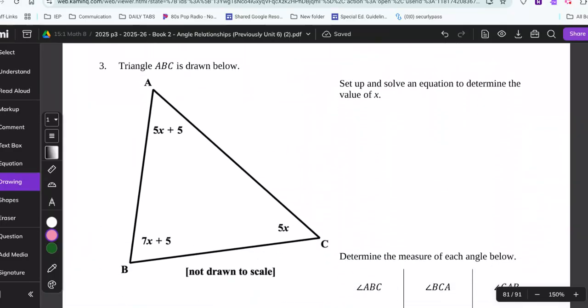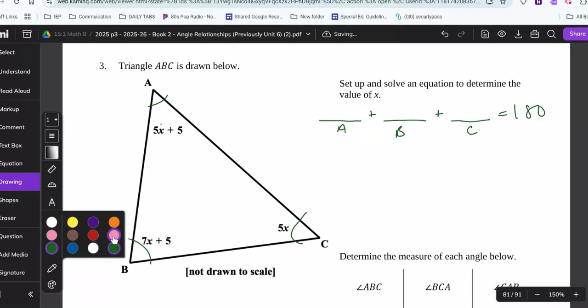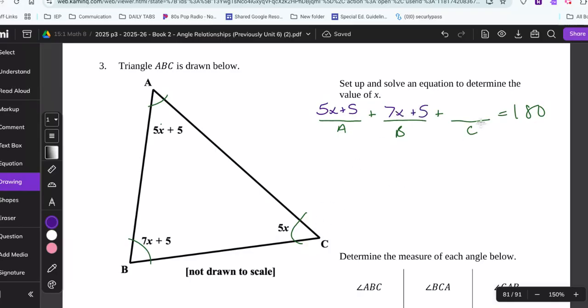For angle 3, we're stepping up and leveling up here, okay? Here it says, set up and solve an equation to determine the value of X. So we have a lot of X's here, but the one thing we know is that angle A plus angle B plus angle C equals 180. So when we plug in our angles, we should get angle A, which is 5x plus 5. Angle B is 7x plus 5. And angle C is 5x.